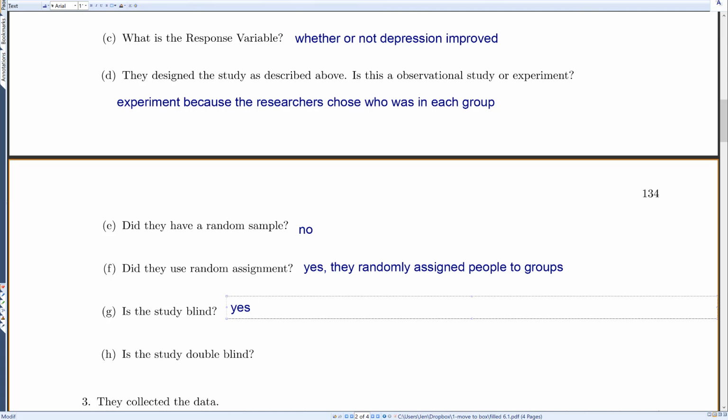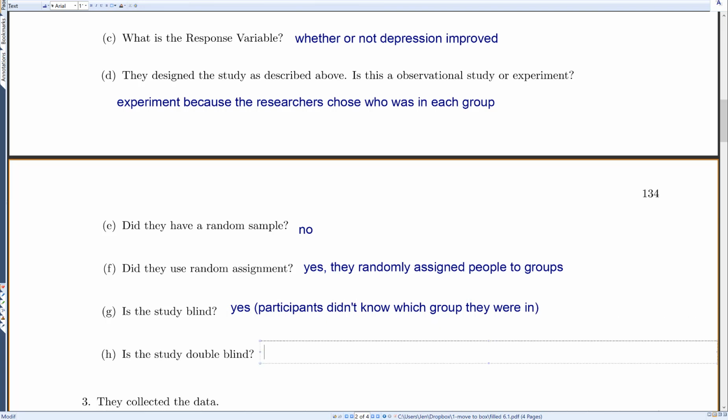Okay, so it was blind because participants didn't know which group they were in. Or in other words, they didn't know that there were groups, so they can't know which group they were in. Okay. But is the study double-blind? That means that researchers, the evaluators, don't know which group the participants are in.